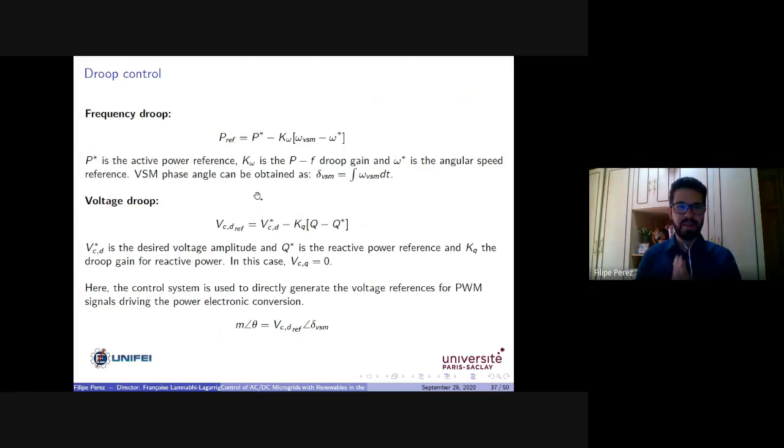So here we present the droop control scheme, where we have the frequency droop that relates active power with the variation of the frequency in the system, and the phase angle to provide for the PWM signal can be easily obtained by integrating the frequency produced by the virtual synchronous machine. The voltage droop relates the voltage amplitude reference with the reactive power, where using the synchronous reference frame, we have that VQ is equal to zero. So as I told you, this is a direct application where the output of the control is straightly given to the PWM signals of the converter.